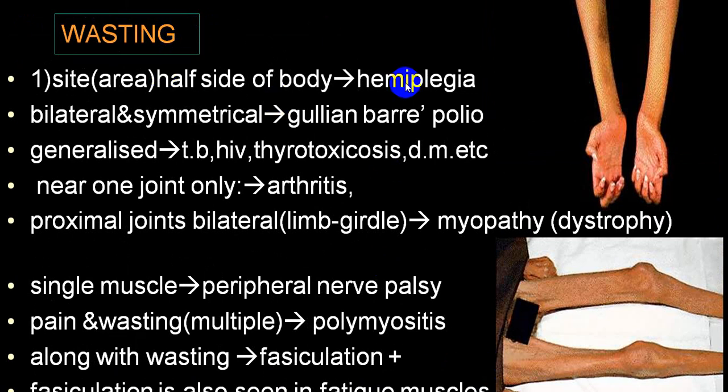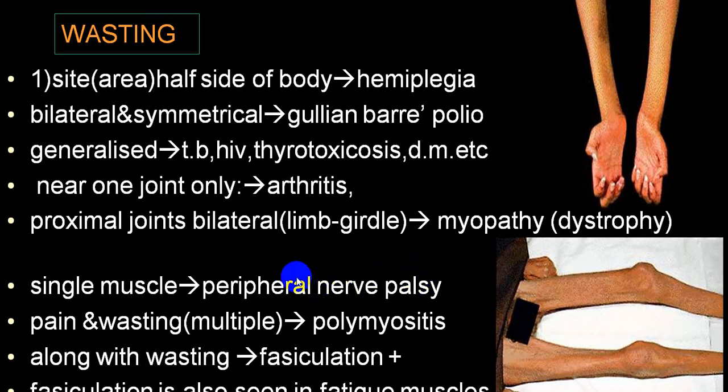Half of the body hemiplegia; bilateral symmetrical, rapidly progressive, will be very commonly seen in Guillain-Barré and also in case of poliomyelitis. We already mentioned generalized wasting in tuberculosis, HIV, thyrotoxicosis, diabetes, malnutrition, those groups. Close to the joint and around the joint, secondary because of severe arthritis. You can have increased muscle mass in case of dystrophy, like limb girdle dystrophy.